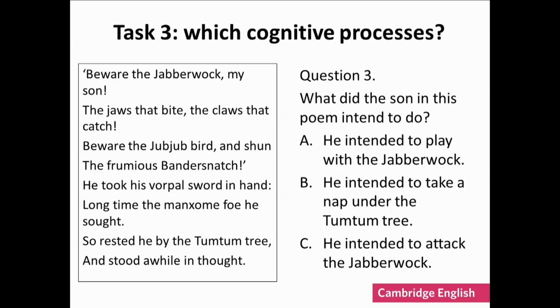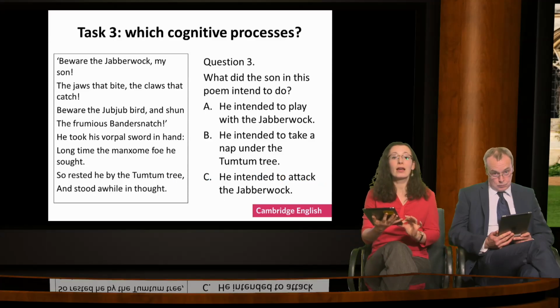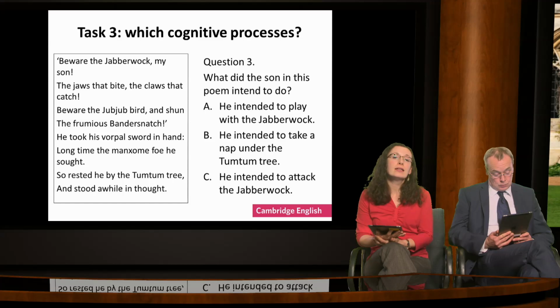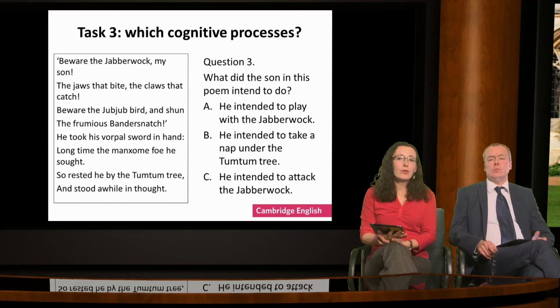A. He intended to play with the Jabberwock. B. He intended to take a nap under the tam-tam tree. And C. He intended to attack the Jabberwock. So please read the two stanzas and pick your response in the poll, please. Okay, so most of you, 89% rising, answered C. He intended to attack the Jabberwock. Yeah, and this is the correct answer, C. You arrived at the correct answer because you used your inferencing skills. You read between the lines to understand what is implied.